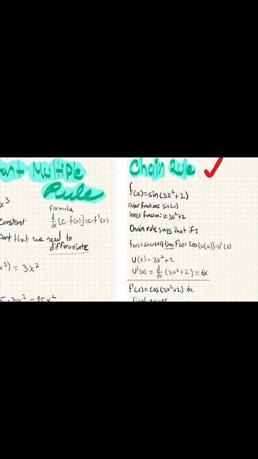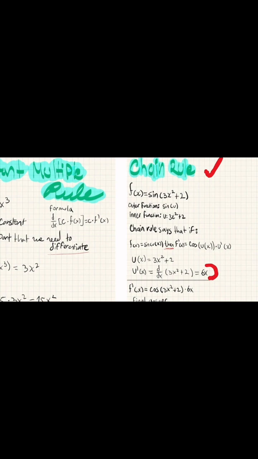differentiate the inner part. So what are we going to do? We are going to differentiate it. The derivative of 3x squared is 6x. And then we have a constant right here, it's 2, and the derivative of a constant is 0. So the u prime of x will be this 6x, as you can see it right here.